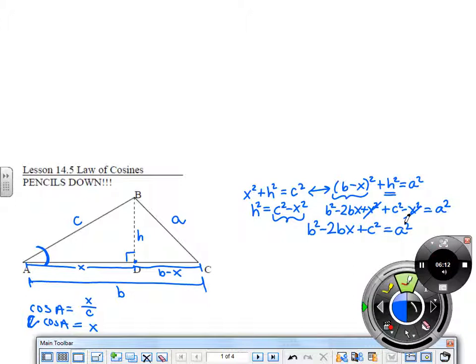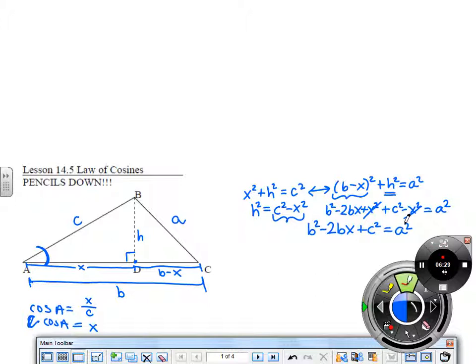So now if I can just get rid of the x and have it in terms of a or b or c, then I'm done and I have a formula that I can use with the original given triangle that doesn't need me to draw in the altitude and find the heights or anything like that.